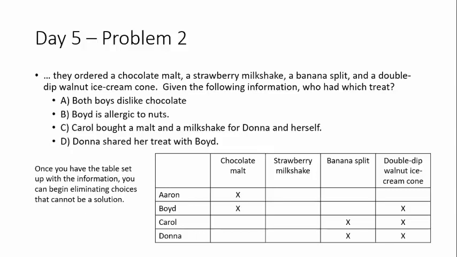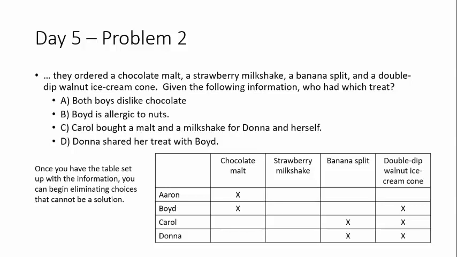Carol bought a malt and milkshake for Donna and herself. So Carol and Donna are having the malt and the milkshake. That means they are not having the banana split and the double-dip walnut ice cream cone. So we'll put X's in the columns for banana split and the ice cream cone beside Carol and Donna's names.